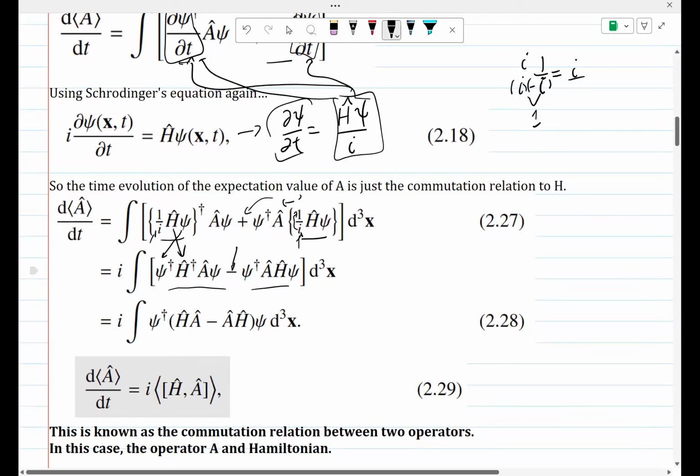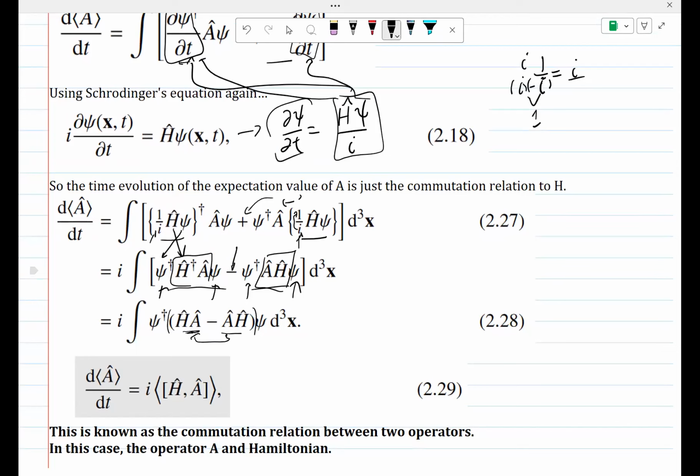And this is starting to look interesting because there are these matrices sandwiched between 2 wave functions, and these wave functions are in the same order: psi, dagger, operator, psi. So you can actually factorize this operator, which is just HA minus AH. And this looks interesting because it's just the subtraction of these operators in different orders, and in general, with matrices, you cannot change the order of the multiplication and get the same result, okay?